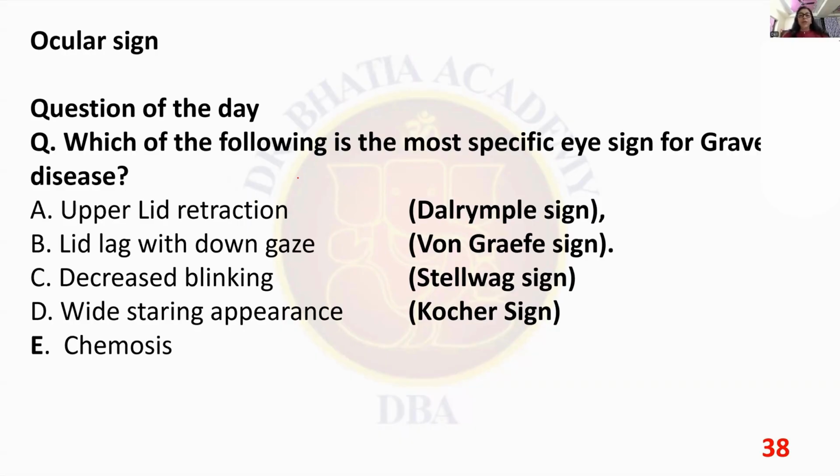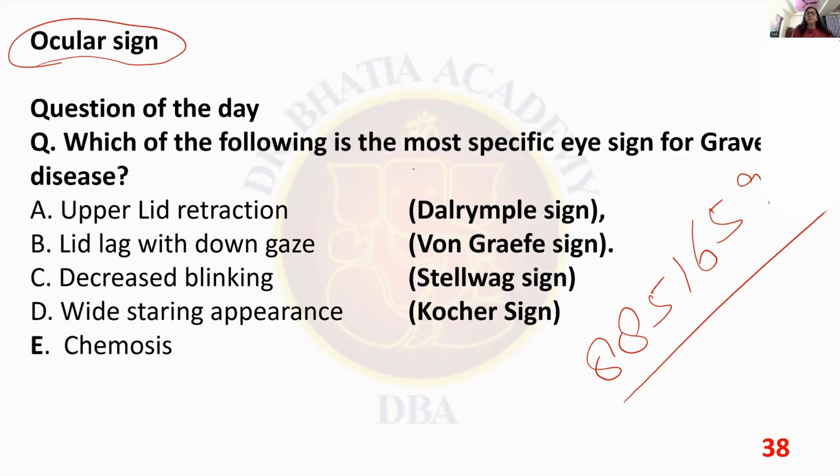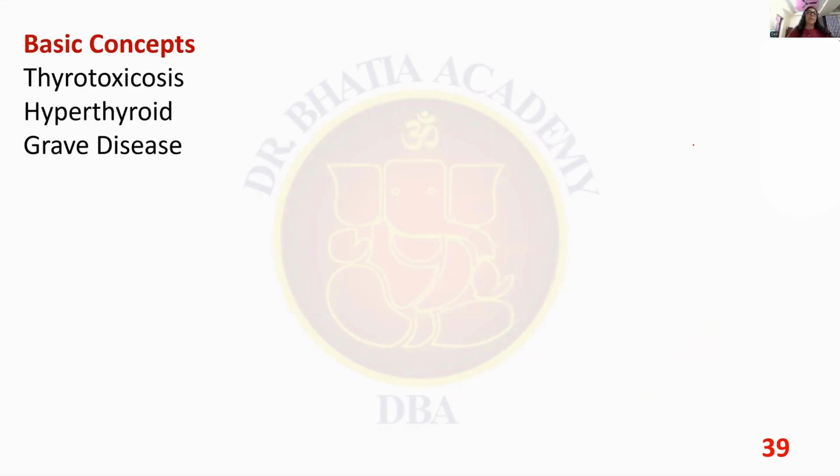So, who will answer this question? Quickly send me the answer. Which is the most specific eye sign of Graves' disease? Whether it is Dalrymple's, von Graefe's, Stellwag's, Kocher's, or chemosis. So which is the most specific eye sign for Graves' disease?